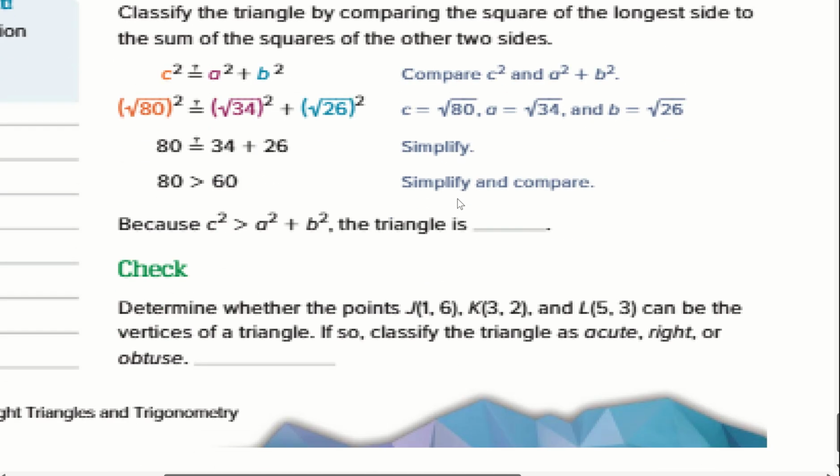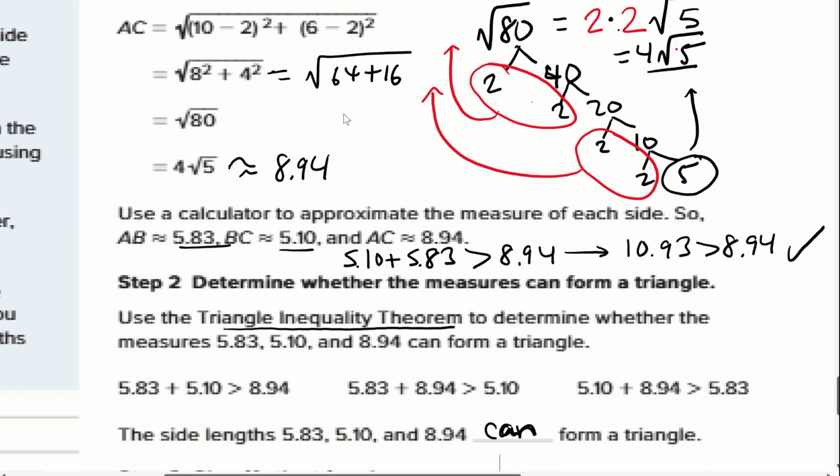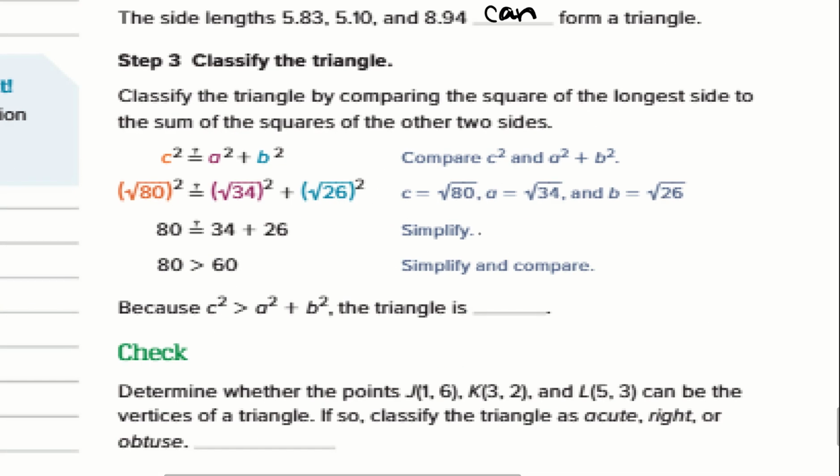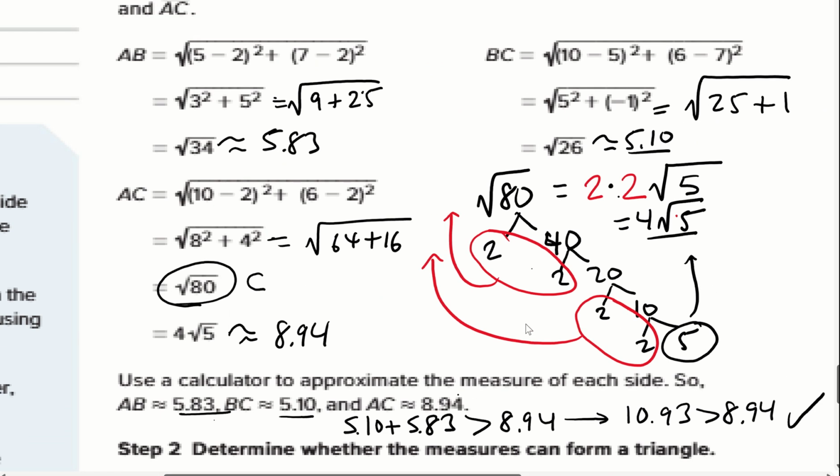All right, let's classify the triangle. Let's use the Pythagorean inequality. A squared plus b squared equals c squared. Remember, how do I know which one's c? C is the biggest side. This has to be c. The other 2 sides can be a and b. All right, so we got C, which is the biggest side. Remember that C is square root of 80. Let me just use that instead of the decimal. We got A and B. It doesn't matter which one's A, which one's B.